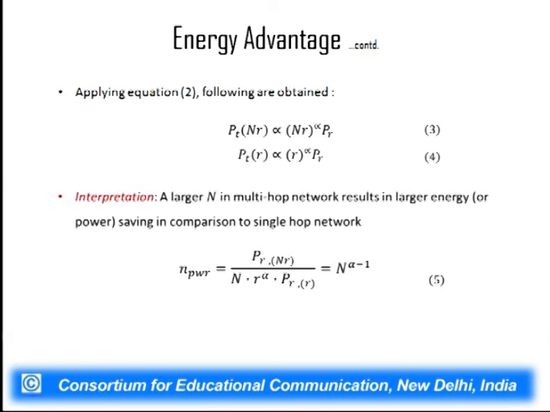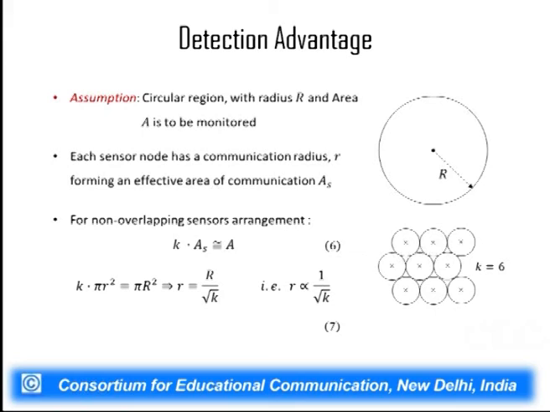Okay. So we have established the fact that yes, multi-hop communication is better than single hop communication, and multi-hop communication is a very crucial attribute of a sensor network. Now we move on to the detection advantage. As in this figure, there's a sensor field with field radius capital R, and we have to cover this field with the small sensors as in the figure below.